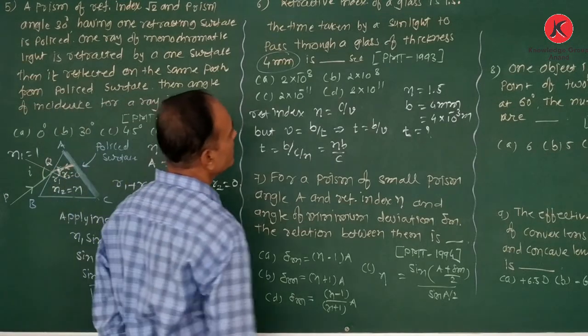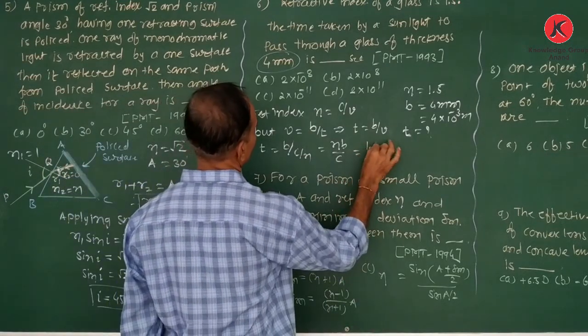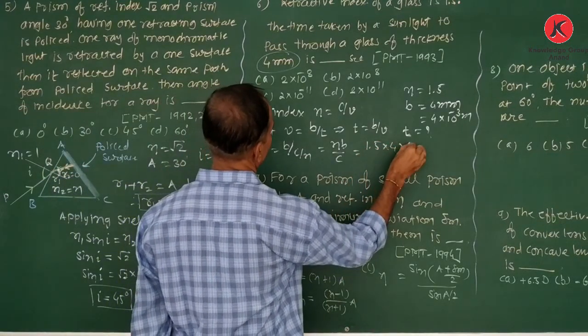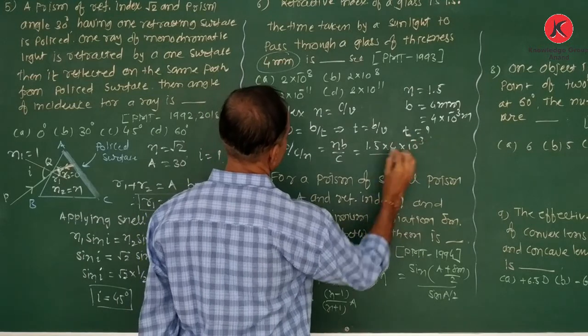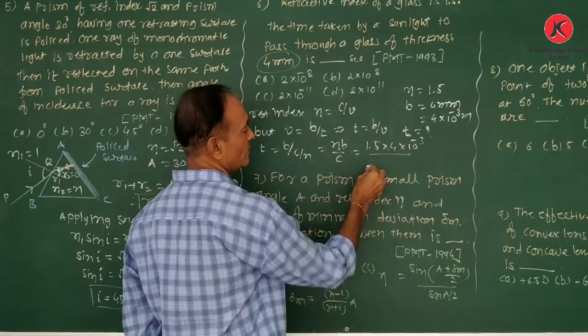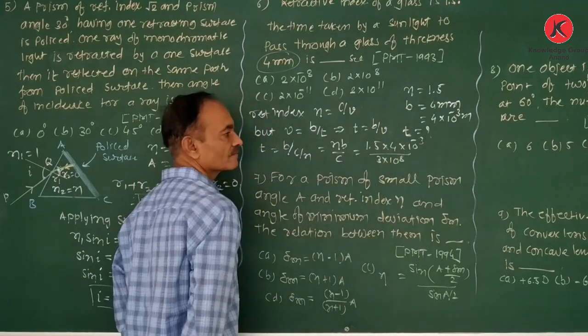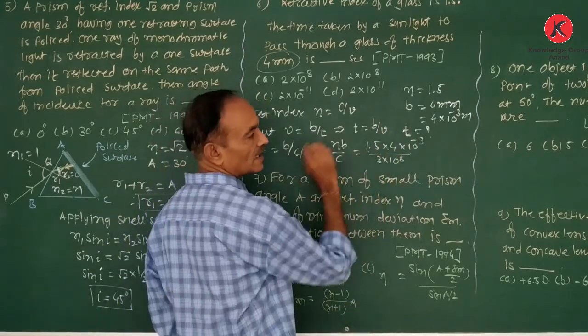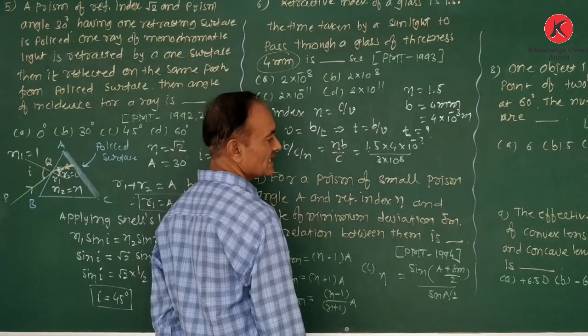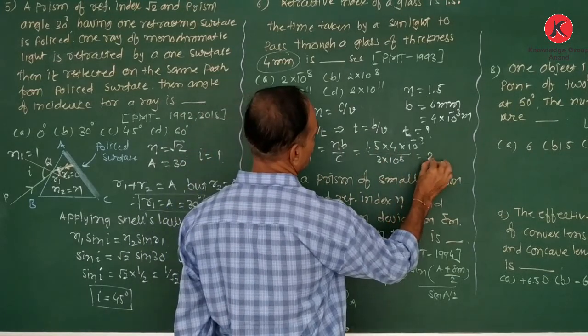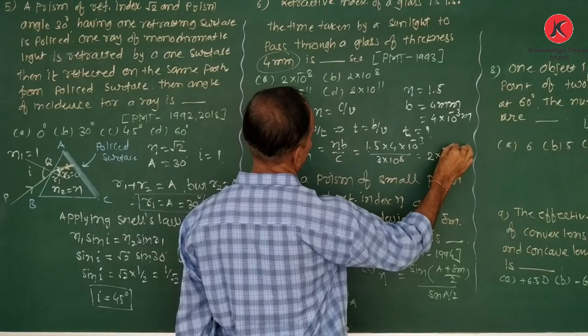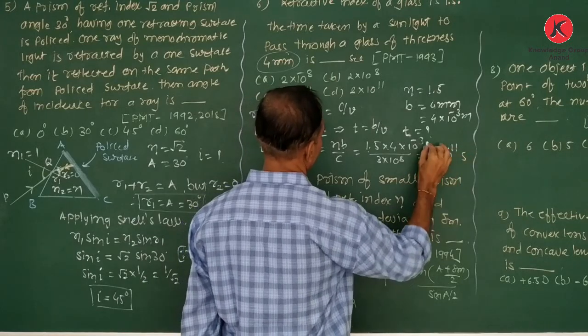n is given 1.5. b is the thickness, 4 into 10 to the power minus 3. c is the velocity of light in vacuum, 3 into 10 to the power 8. So here 15 for the 60, 6 by 3, that means 2 into 10 to the power minus 11 seconds. That is the answer.